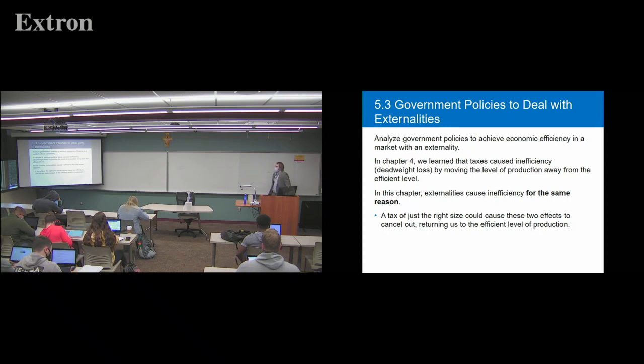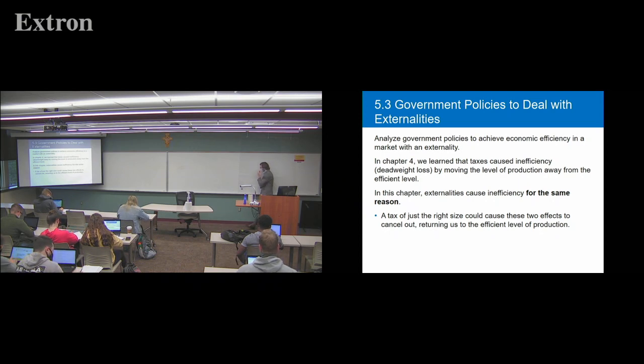Last chapter we talked about taxes, how they cause inefficiency and deadweight loss. They move the level of production away from the equilibrium that the competitive market reaches. Because it was distortionary, we had this deadweight loss and the problems associated with it. But externalities do the same exact thing. They cause a deadweight loss and an inefficient level of production, whether it's too low or too high.